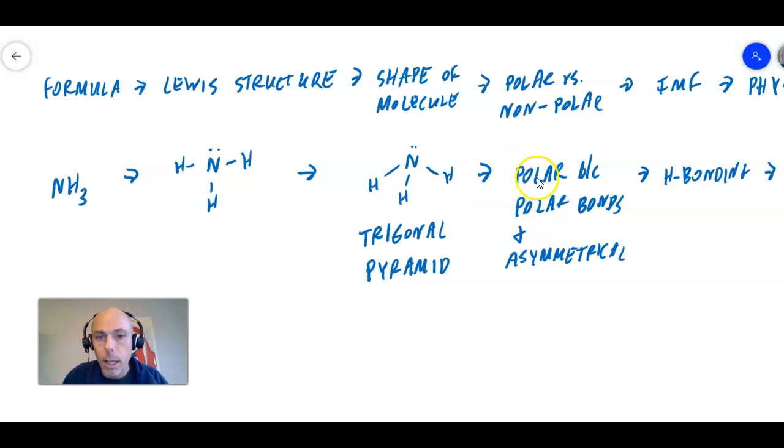Once we know the shape of the molecule, we're able to, by looking at whether or not its bonds are polar, which will be taught to you, and looking at the symmetry or asymmetry of a molecule, predict whether or not that molecule is polar. So once we know what the shape of a molecule is, we can predict whether or not it's polar. And ammonia is polar because it has polar bonds and it's asymmetrical. And I'll teach you that later.